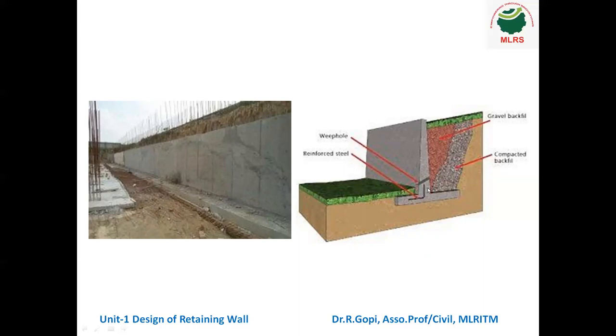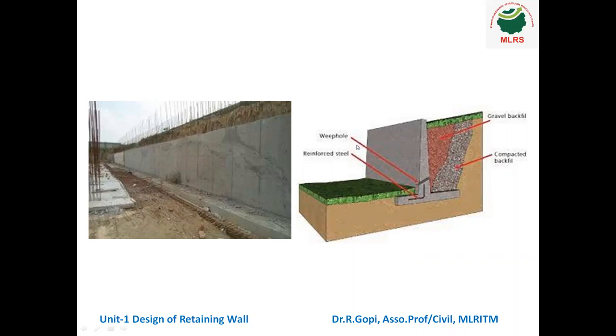So this is fixed and this is the free portion. So it is the cantilever type of retaining wall. And this is the reinforcement detail of the cantilever type of retaining wall, which we will see in the next portion.